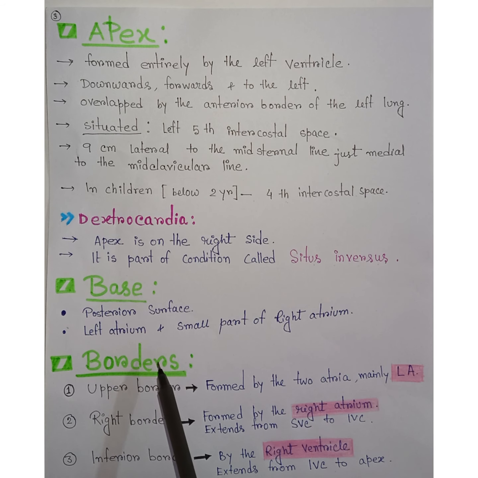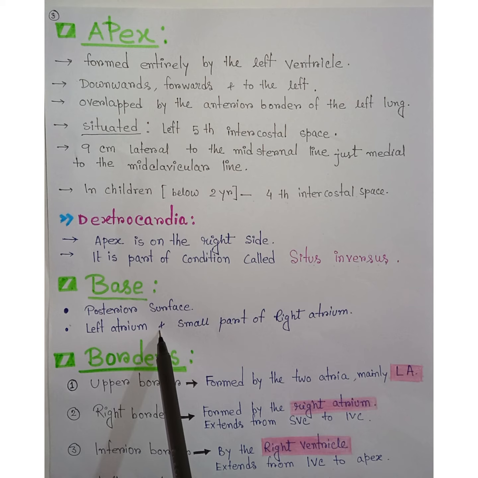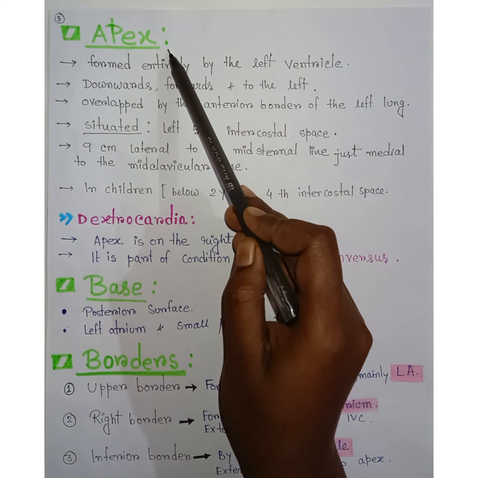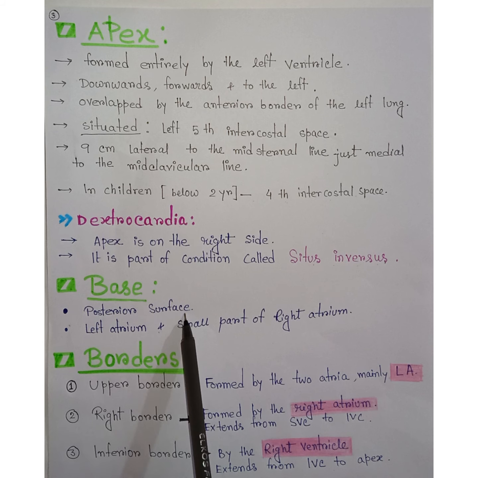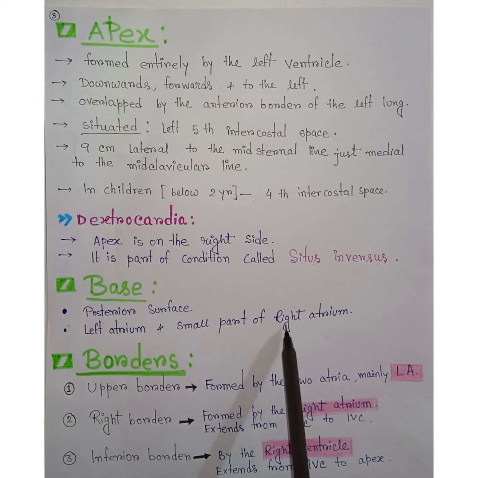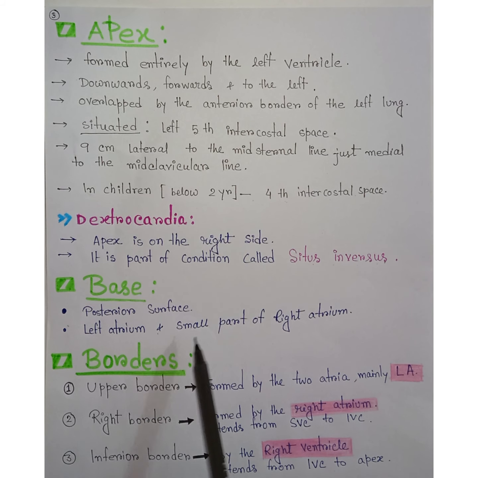If we look at the shape of a pyramid, the bottom portion is called the base and the top is called the apex. The base is also known as the posterior surface, formed by the left atrium and a small part of the right atrium.